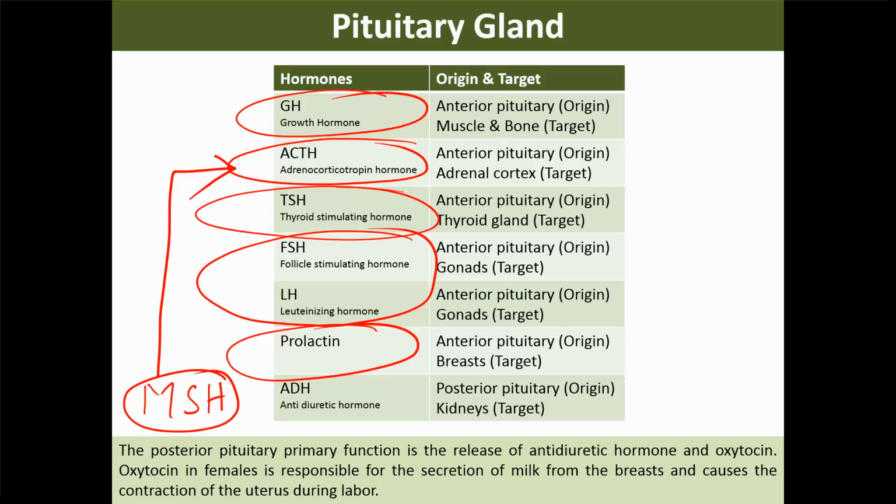The posterior pituitary gland releases, see, it's not producing, it releases antidiuretic hormone and oxytocin. Understand? The antidiuretic hormone, inshallah, we'll discuss in detail, and oxytocin plays a major role in females. It is responsible for secretion of milk, and the other major role is in labor and child delivery, that is the contraction of the uterus.